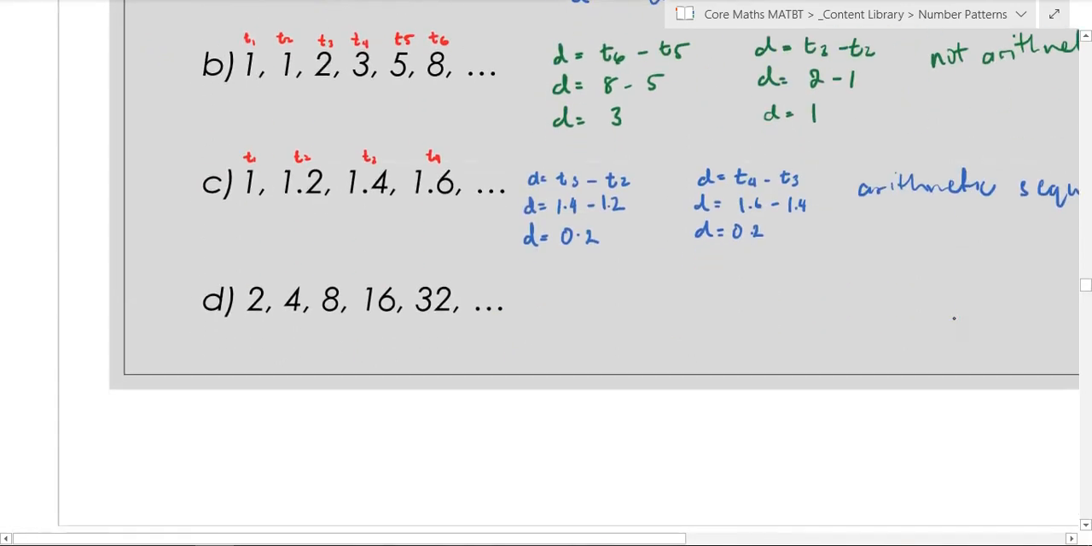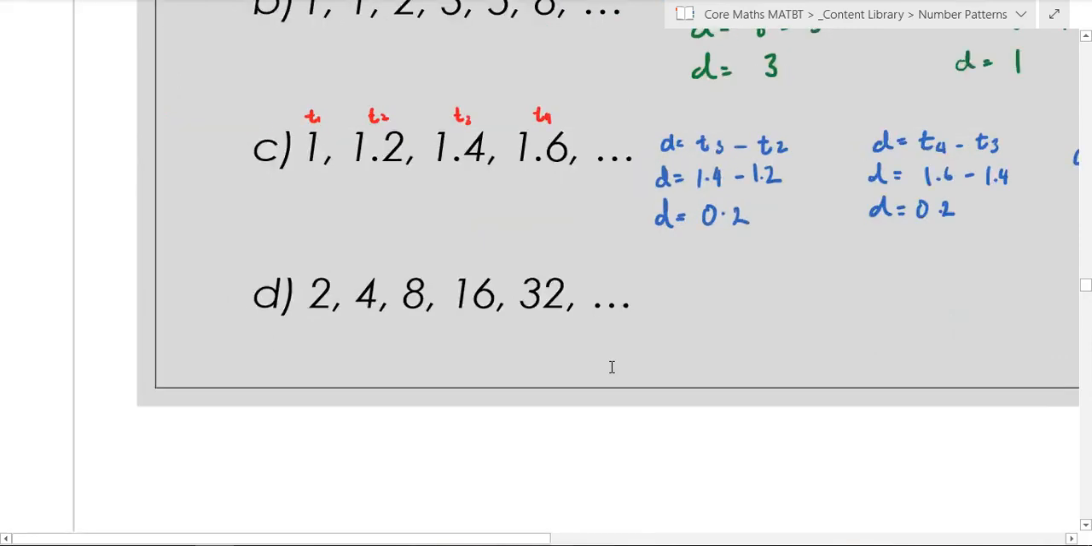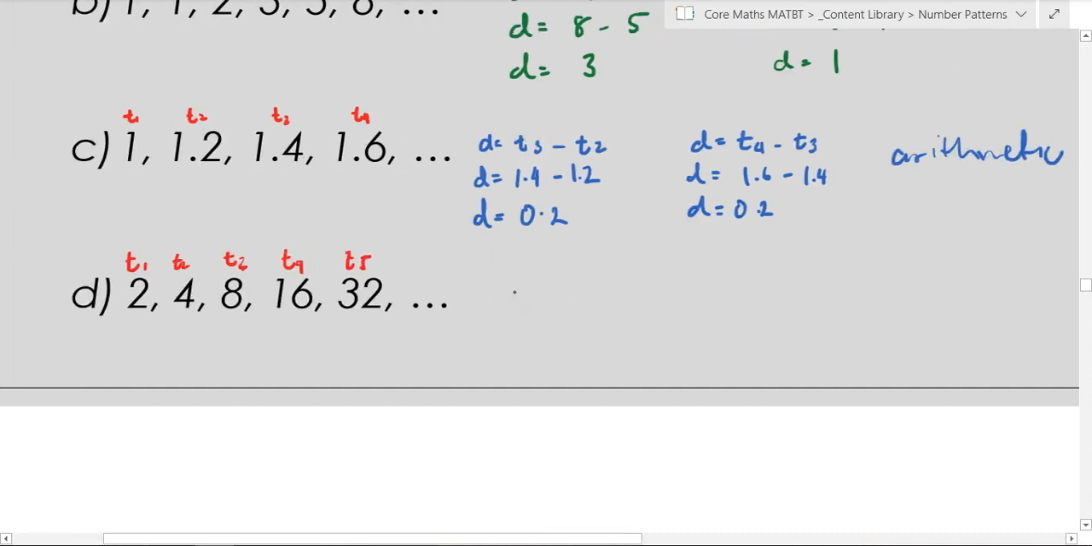Okay, last one. Alright, so for this one, I'm going to name the terms again. Always a good idea to label your terms. T4, T5. Okay, so let's try T4, take away T3. In this case, it would be 16 minus 8, which gives you 8. Cool.